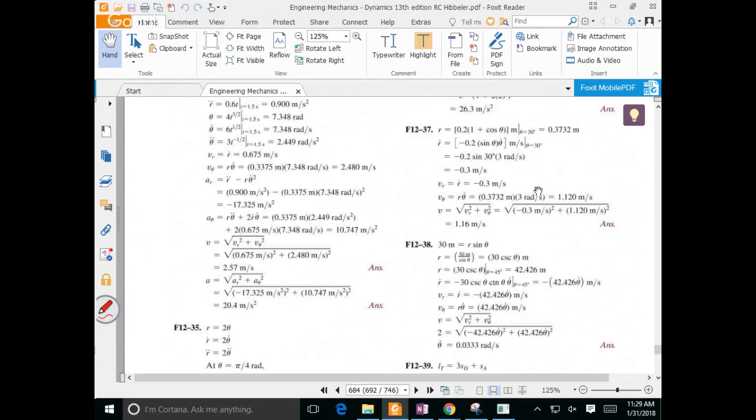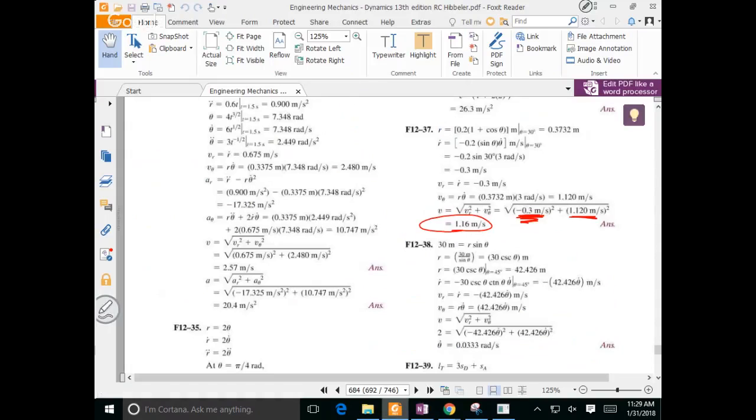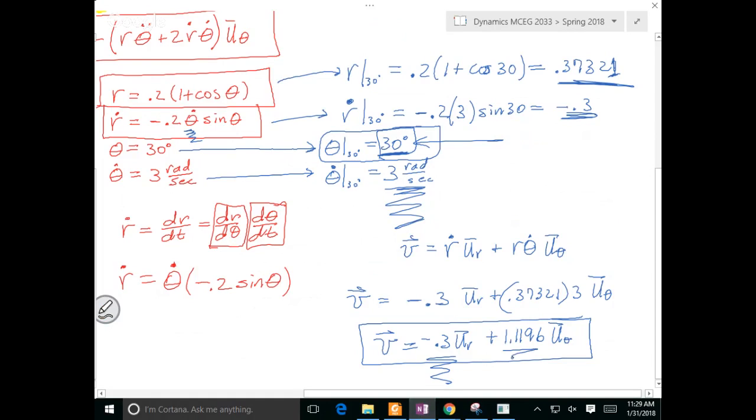Well, what he's done, okay, so here's one of his numbers. There's his other. He went ahead and squared it. But let me go back and forth. Okay, minus 0.3. That's what I got right here. And then his is 1.12. 0.12. So that's what I got right there.